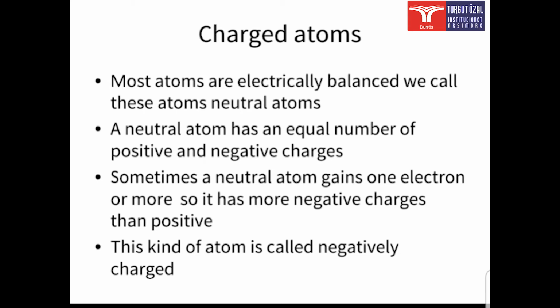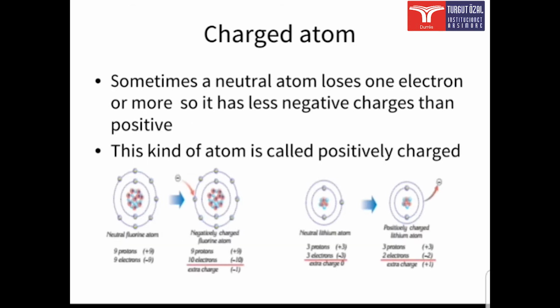Sometimes a neutral atom gains one electron or more, so it has more negative charges than positive. This kind of atom is called a negatively charged atom because it has more negative charges, so it has more electrons. Sometimes a neutral atom loses one electron or more, and it has fewer negative charges than positive charges. For this reason, this kind of atom is called positively charged.